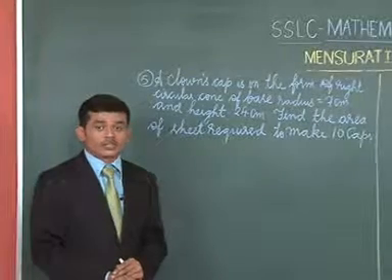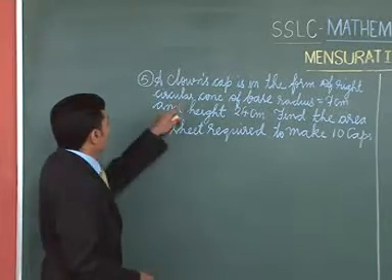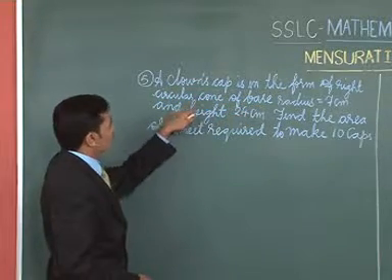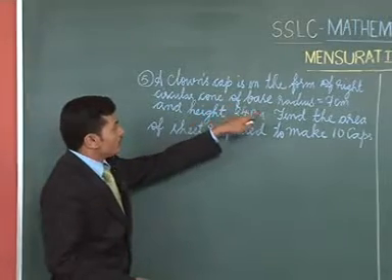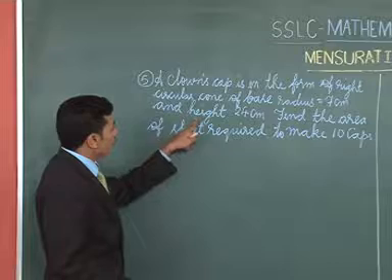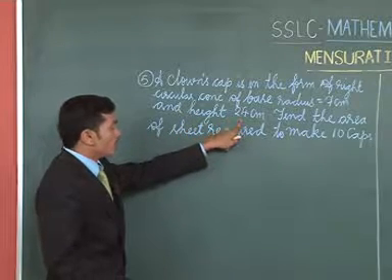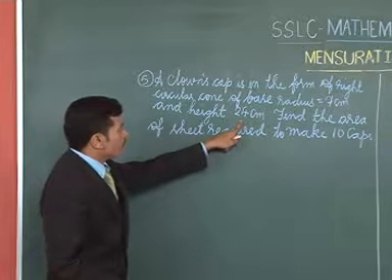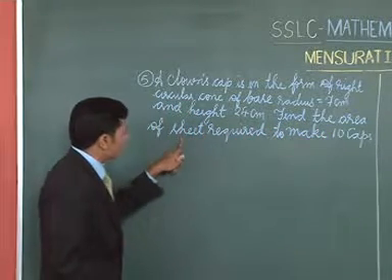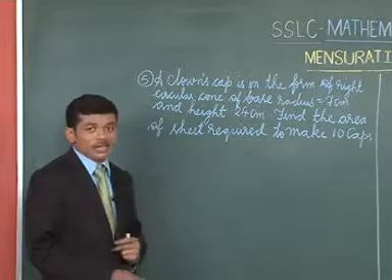Now let us go to the next question. The question is, a clown's cap is in the form of a right circular cone of base radius that is equal to 7 centimeter, and the height of the cone is equal to 24 centimeter, and we are asked to find out the area of the sheet required to make 10 caps.